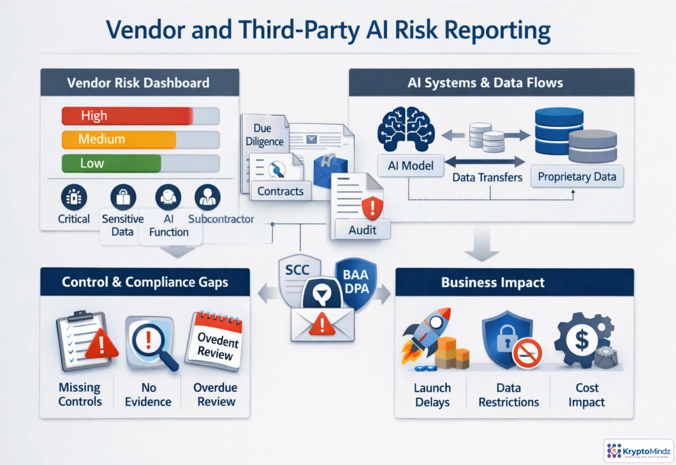Third-party AI risk reporting should make vendor exposure traceable, not just score-based. A high-risk supplier matters most when it supports critical AI functions, handles sensitive data, relies on subcontractors, or creates regulatory dependency. Governance reporting should link each vendor to due diligence status, contract protections, audit rights, incident terms, and supporting evidence. From there, unresolved gaps become actionable. Delayed launches, restricted data use, compensating controls, or cost impacts leaders can prioritize.